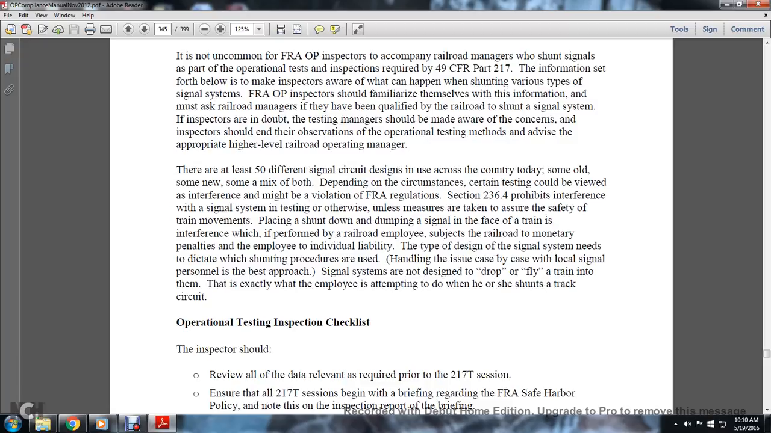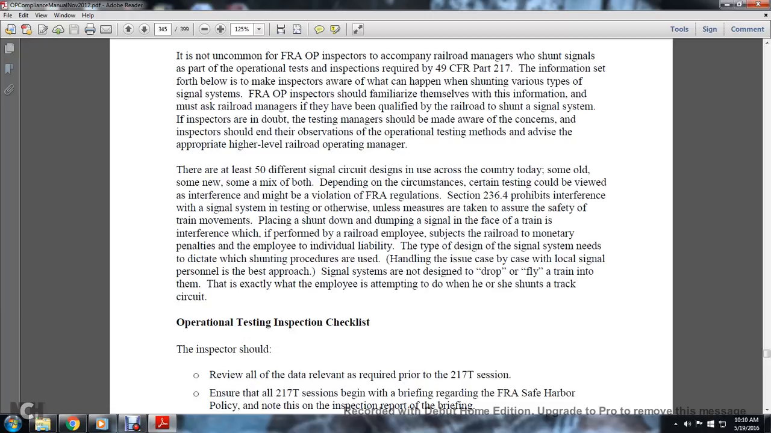There are at least 50 different signal circuits designed in the U.S. of this country today, some old, some new, and some a mix of both. So depending on the circumstance, certain testing could be viewed as an interference with signals and a violation of FRA regulations. Section 236.4 prohibits interference with the signal system in the testing.